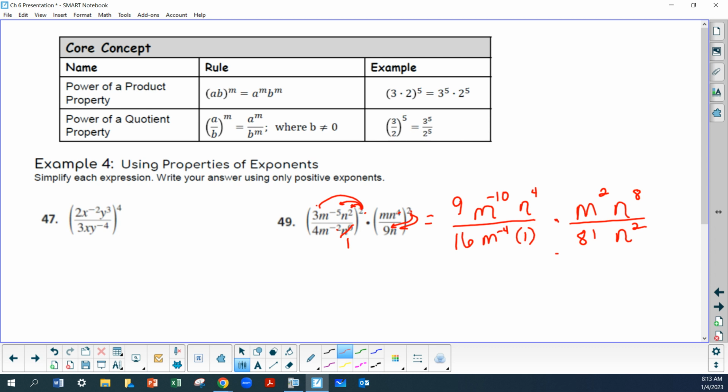Okay, I have some negative powers. I think I'm going to move my negatives next. And so that's going to give me 9. This m will move to the top. This m will move to the bottom. 16 stays put. N to the 4th stays put. And I don't need to write the 1. In the second grouping, really it just stays, doesn't it?